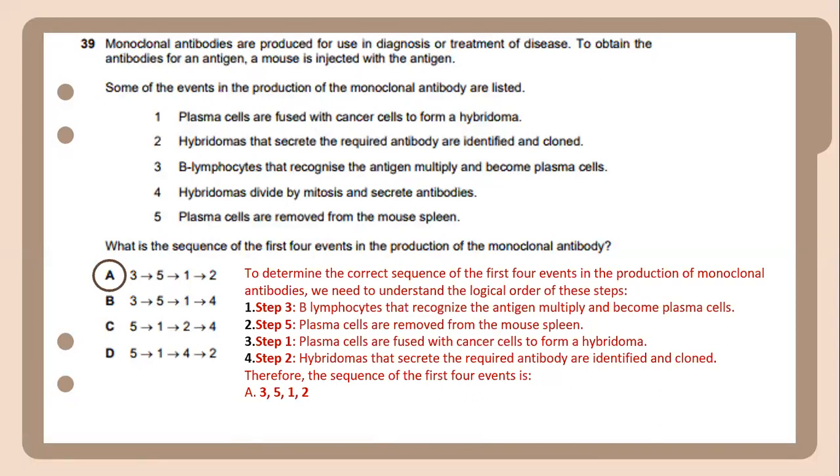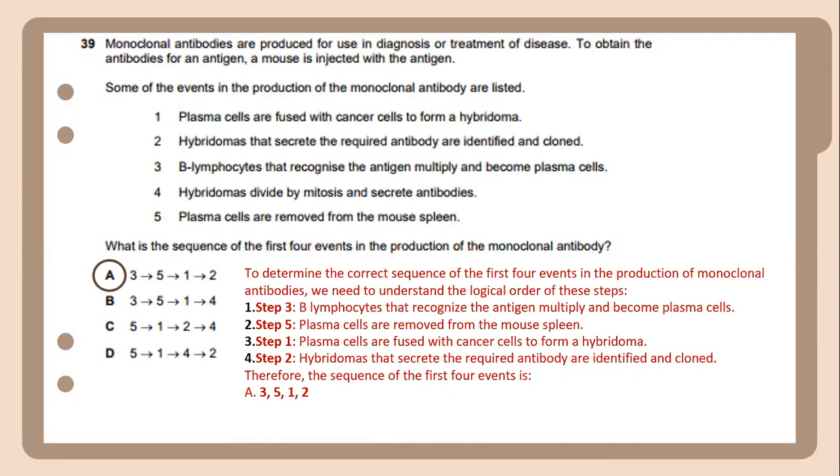Monoclonal antibodies are produced for use in diagnosis or treatment of disease. To obtain the antibodies for an antigen, a mouse is injected with an antigen. Some of the events in the production of the monoclonal antibodies are listed. To determine the correct sequence of the first 4 events in the production of monoclonal antibodies, we need to understand the logical order of these steps.